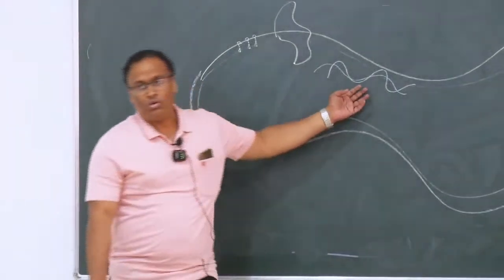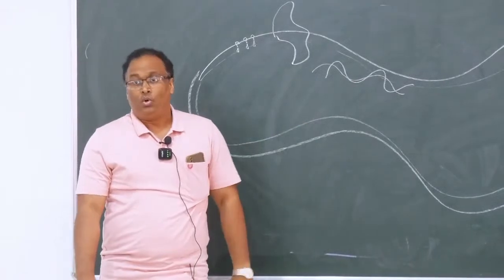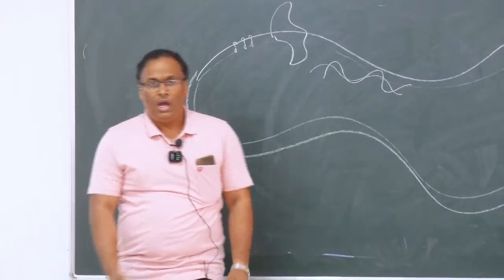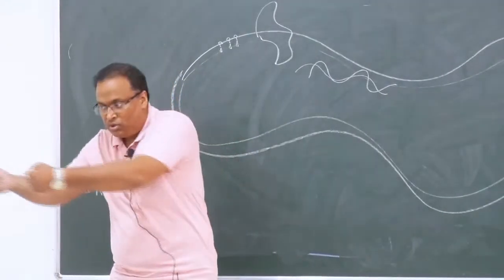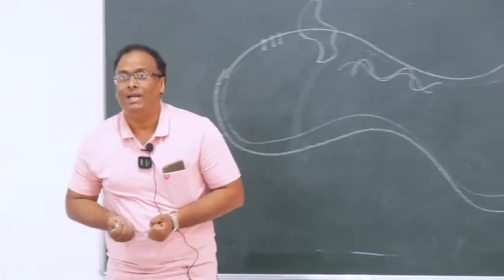Now these cytoskeletal proteins have a role. They are pulling to avoid the tearing, and so the shape cannot be changed.